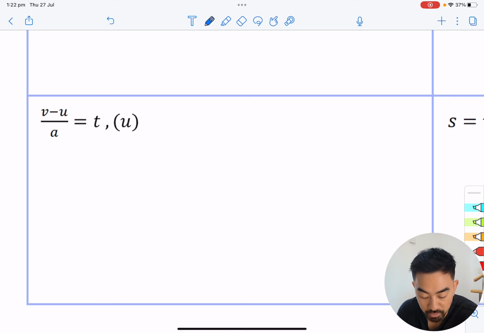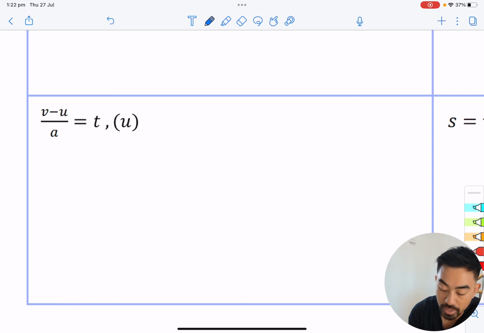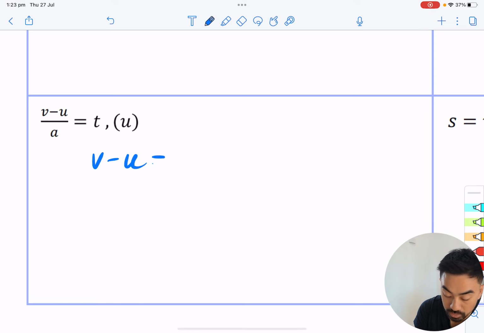Okay, next example. So v minus u over a is equal to t, and I'm trying to get u by itself. Okay, so as a rule of thumb, you want to get rid of the denominator as quickly as possible. So I'm going to times both sides by a to get rid of that a. So v minus u is equal to at.